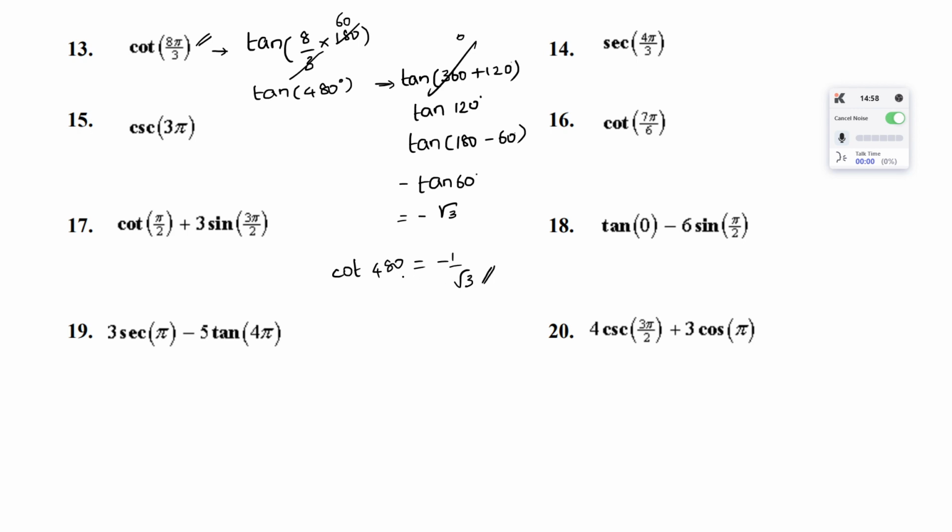Okay. So I think remaining 14, 15, 16 questions you can do on your own. Let me solve the 17th, 18th, 19th and 20th. Cot 90. Pi by 2 means 90. Remember, pi means 180, and 180 by 2 is 90. So cot 90 we need to find. We know that tan 90 is undefined. So cot 90 will be 1 by undefined, which is nothing but 0. Plus 3 into sine 270.